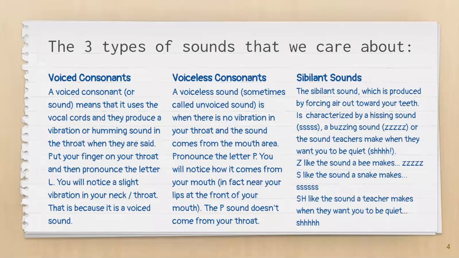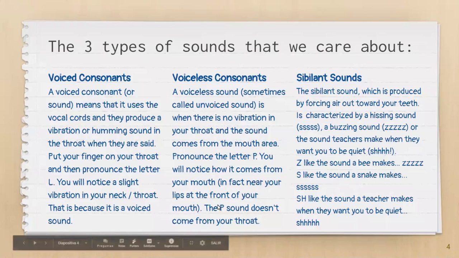Yes, so the voiceless consonants are sometimes also called unvoiced sounds. It is when there is no vibration in your throat and the sound comes from the mouth area. Pronounce the letter P. You will notice how it comes from your mouth, in fact, near your lips, at the front of your mouth, and you can do this by exhaling air and pushing it out with your lips. The P sound doesn't come from your throat.